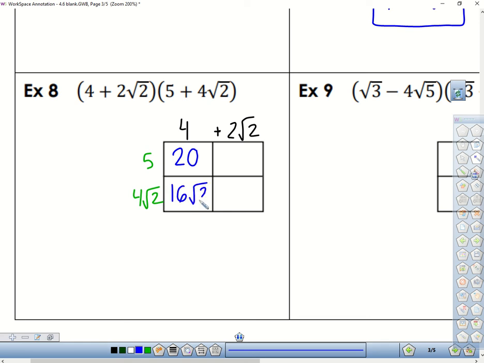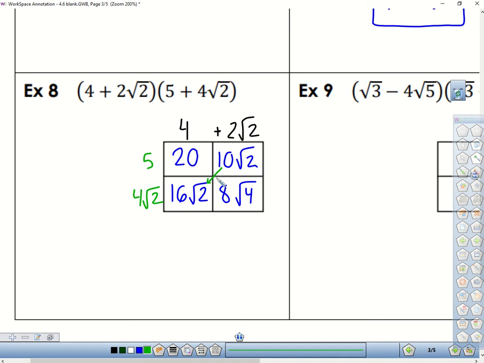16 radical 2. So you just multiply the outside numbers, and then you multiply the radicals and the outside numbers separately, okay? The coefficients. And then you're going to do the same thing here. So what's 2 times 5? 10. So it's 10 radical 2. And then lastly, we multiply our outside numbers first. So it's going to be 8 radical 4. So I multiplied the insides.